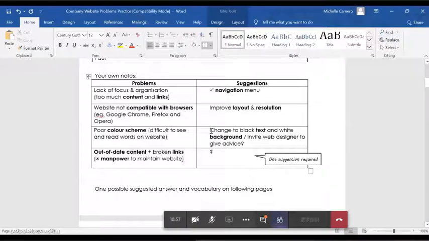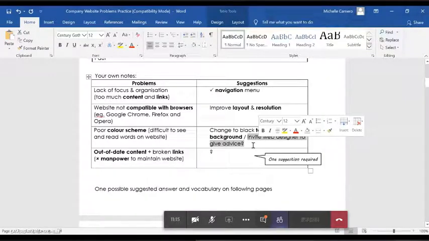We've got two possible solutions. First one is change to black text and white background. Remember, you have to give the advantage and disadvantage of that. Alternatively, remember you want to use the word alternatively when you talk about solution two. You can say alternatively, the company could invite a web designer to give advice. And again, you must add the advantage and disadvantage of that solution.